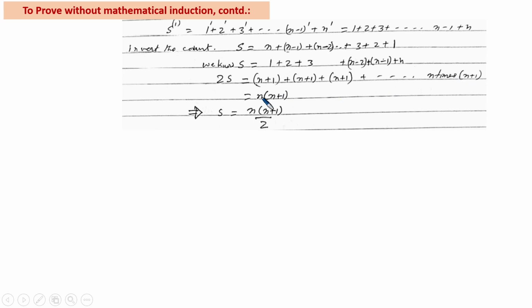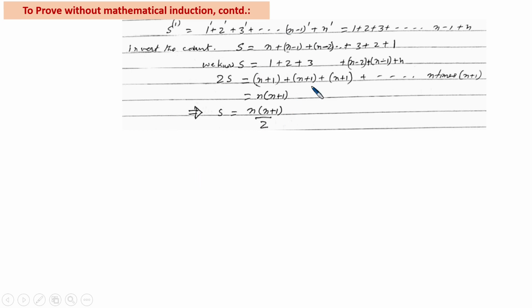N times you will have n plus 1. So I can write n times n plus 1, and this summation s, you bring this 2 down. So this summation of 1 plus 2 plus 3 up to n is n into n plus 1 by 2. This you can prove by induction also. We will see how to prove by induction also.